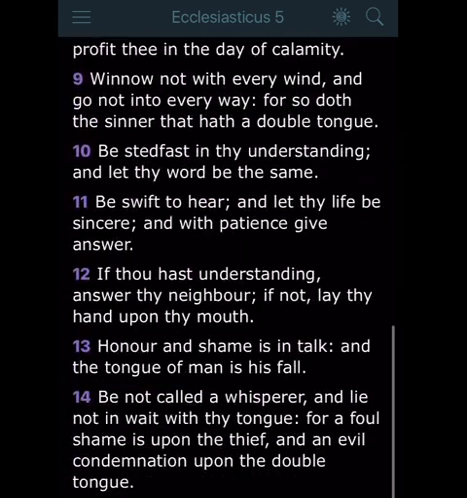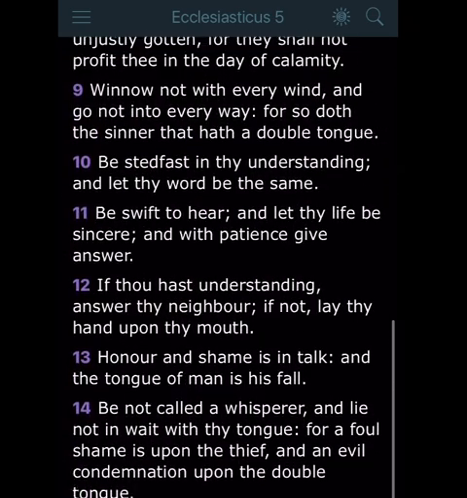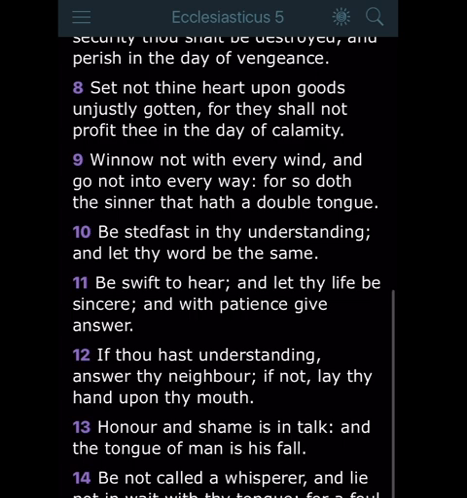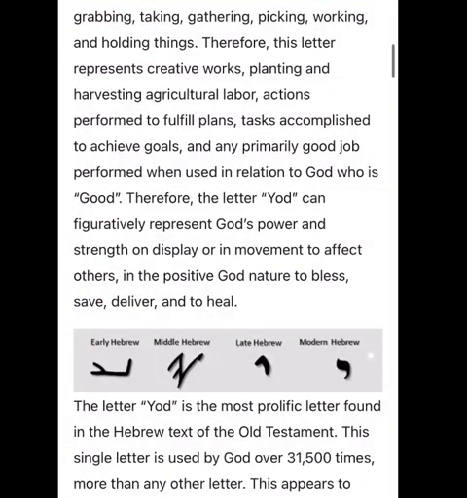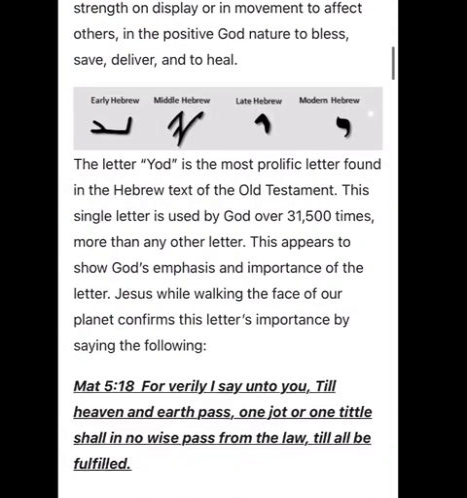This is Ben Sirach chapter 5, verse 10. It says, "Be steadfast in thy understanding, and let thy word be the same." You want your word to stand. You want it to be firm. All right, you essentially want to do the things that you said that you were going to do. Because then that's a way of, on a smaller level, the words that we say wouldn't be returning void. It wouldn't be meaningless. All right, and then it also shows that you keep your word.